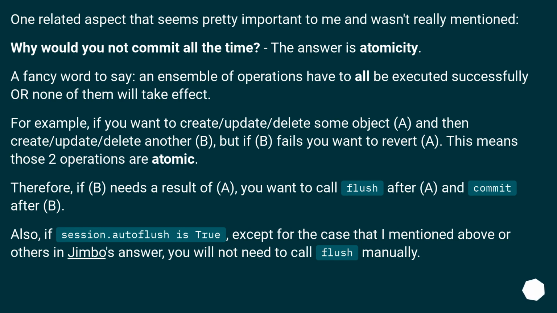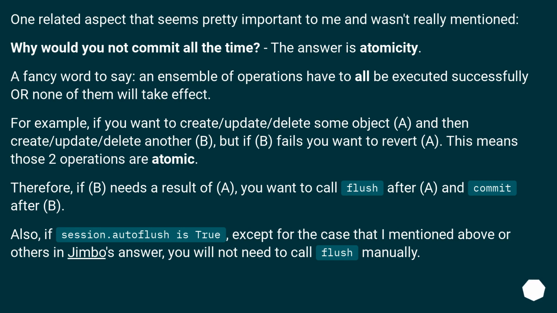One related aspect that seems pretty important to me and wasn't really mentioned: why would you not commit all the time? The answer is atomicity. A fancy word to say, an ensemble of operations have to all be executed successfully or none of them will take effect. For example, if you want to create/update/delete some object, A, and then create/update/delete another, B, but if B fails you want to revert A, this means those two operations are atomic. Therefore, if B needs a result of A, you want to call flush after A and commit after B.